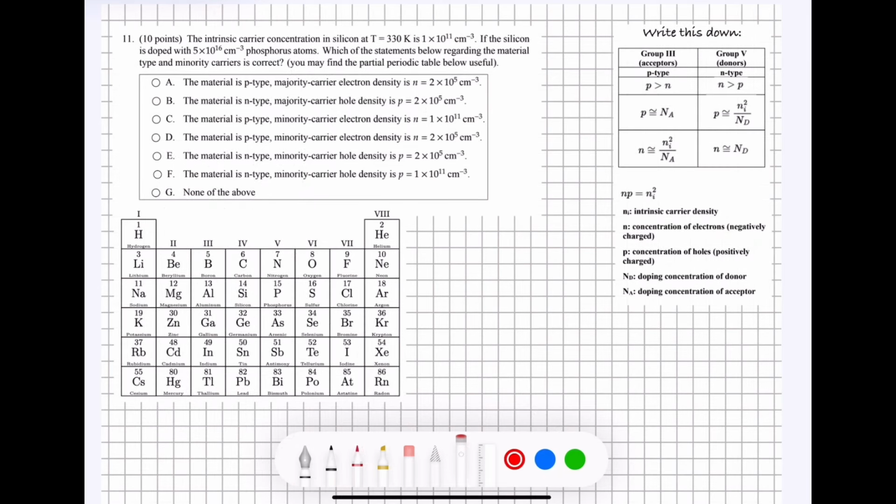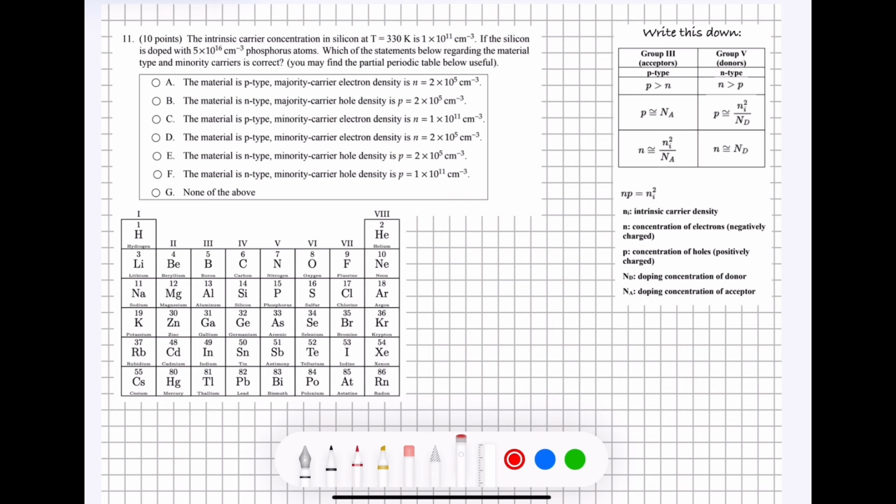Question number 11 says that the intrinsic carrier concentration in silicon at T equals 330 Kelvin is 1 times 10 to the power of 11 centimeters to the negative 3. If the silicon is doped with 5 times 10 to the 16 centimeters to the negative 3 phosphorus atoms, which of the statements below regarding the material type and minority carriers is correct? You may find the partial periodic table below useful.